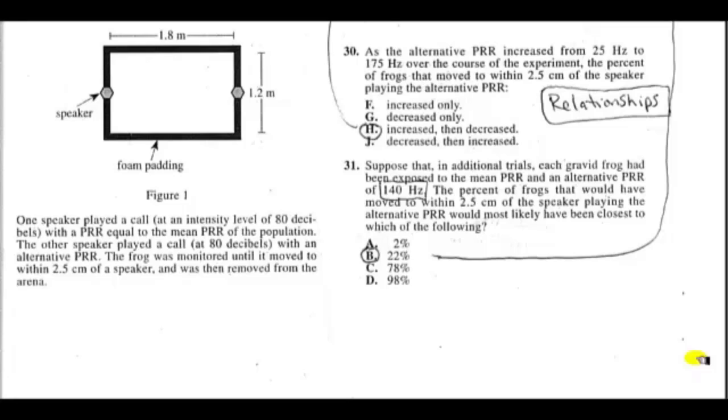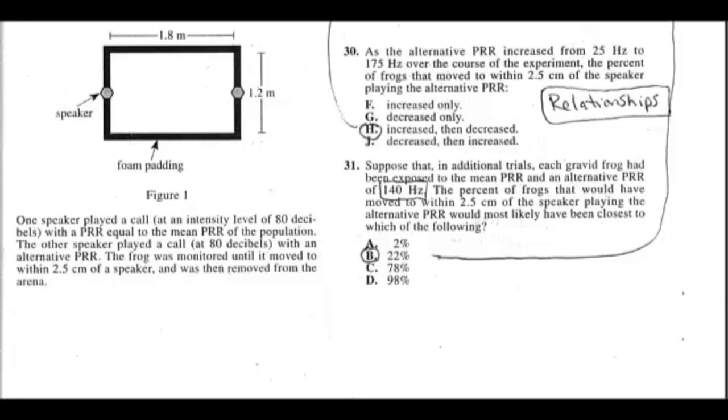Test 69A, Science Practice Problem number 30. Number 30 states, as the alternative PRR increased from 25 Hertz to 175 Hertz over the course of the experiment, the percent of frogs that moved to within 2.5 centimeters of the speaker playing the alternative PRR did what?